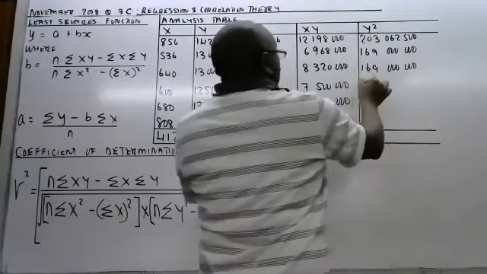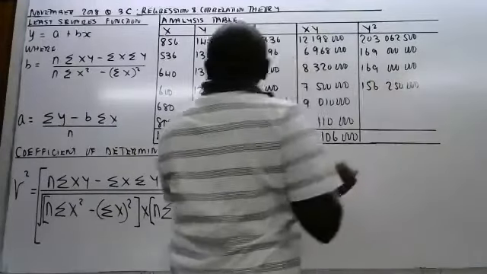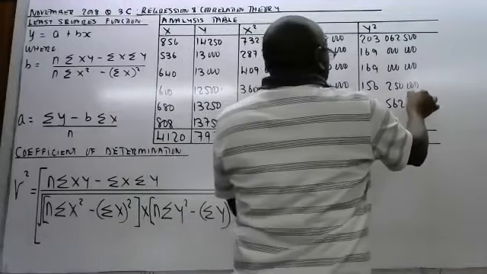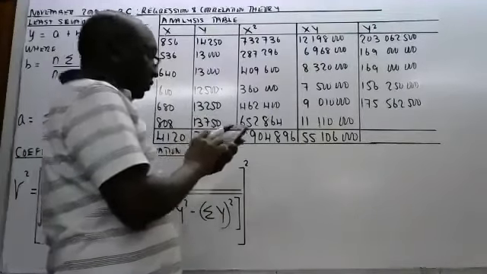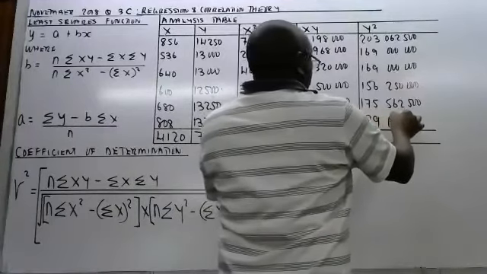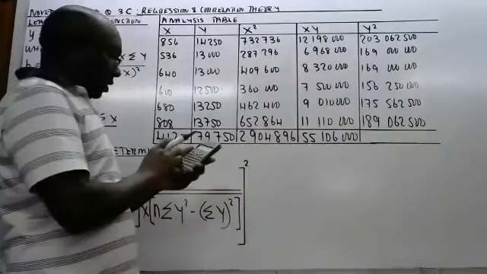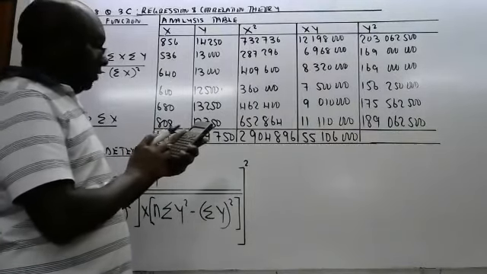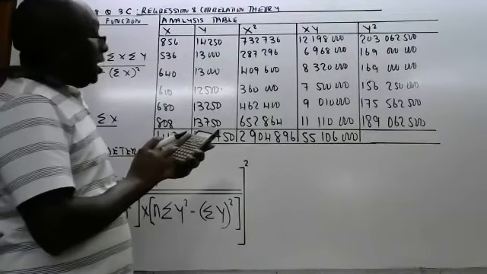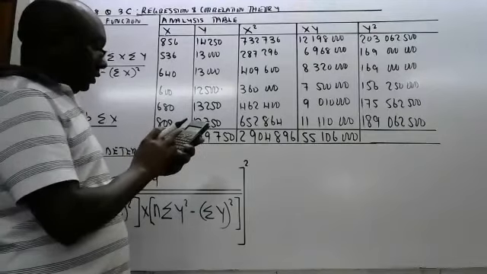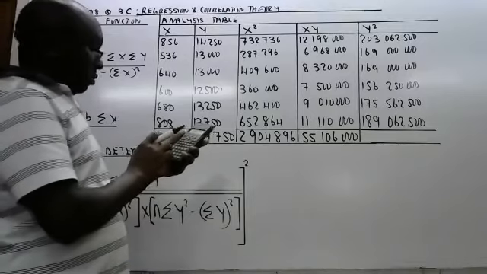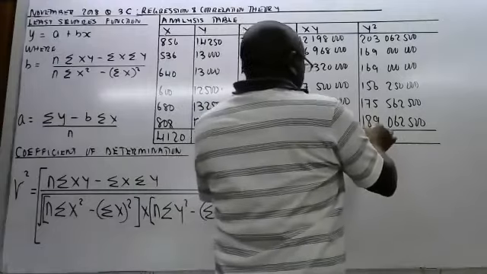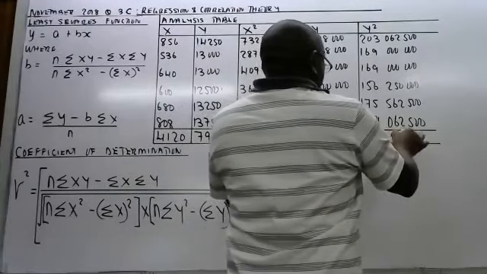12,500 squared is 156,250,000. 13,250 squared is 175,562,500. 13,750 squared is 189,062,500. Adding 189,062,500 plus 175,562,500 plus 156,250,000 plus 169 million plus 169 million plus 203,062,500, we get 1,061,937,500.